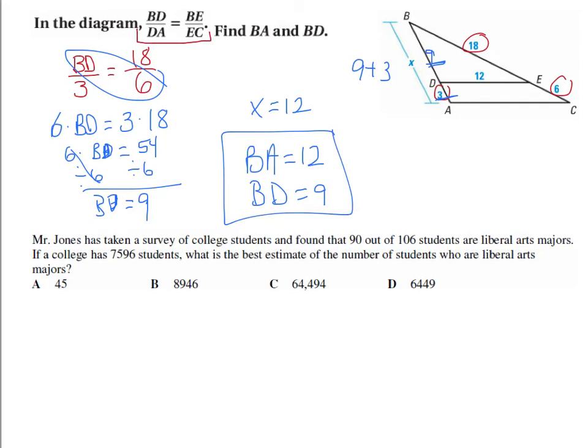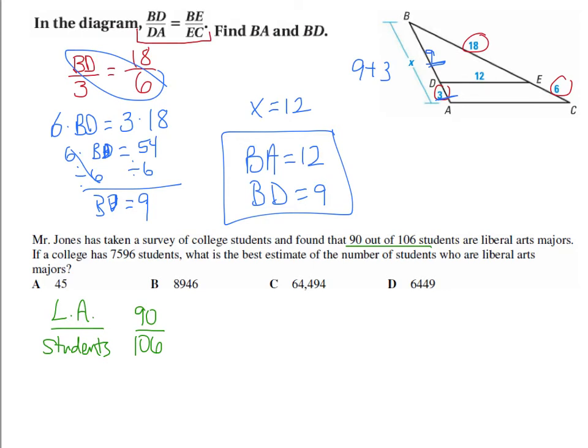Mr. Jones has taken a survey of college students and found that 90 out of 106 students are liberal arts majors. All right, so that's our first ratio we're going to be using. So we know that they did liberal arts students versus all the students. And that is our 90 out of 106.